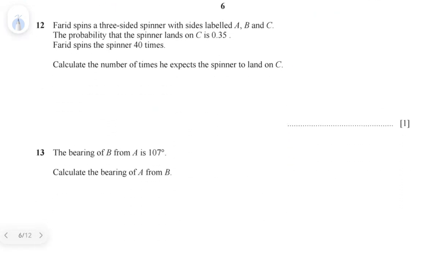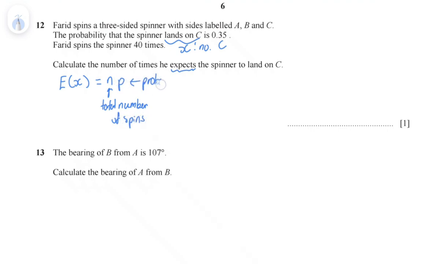Now moving on to question 12, we are looking at another probability question. So we're asked to calculate the expected value. Well, the formula for the expected value of x, where x is the number of times it lands on C, is equal to n, which is the total number of spins, multiplied by p, the probability of it landing on C.